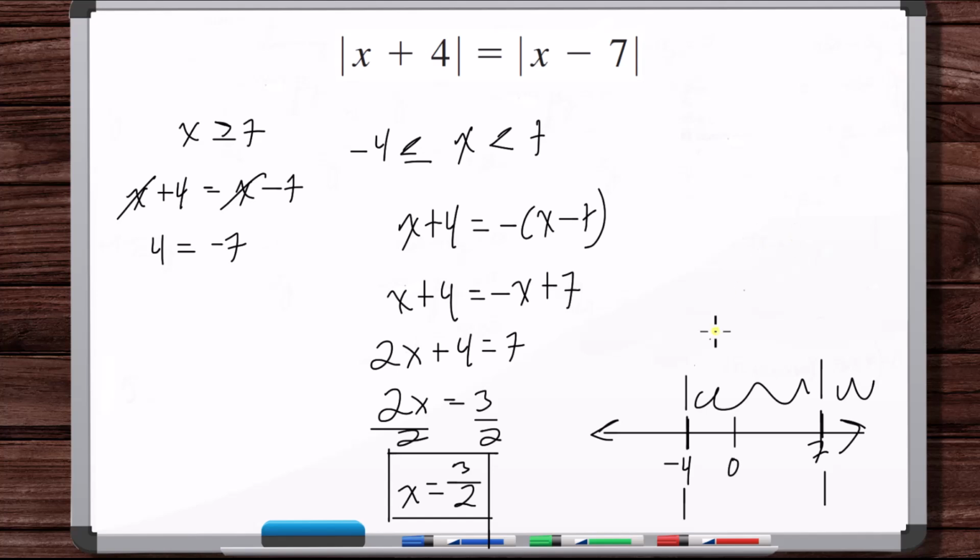Okay. Now, one more region to go. So let's see. X is less than minus 4. That's going to mean that the expressions are both going to be negative inside each of these. But that's going to be this same equation because the negatives are going to cancel out. In general, it wouldn't be the same equation. We'd have to solve it. But we're going to get this same equation. There's no solution here. So there's just one solution. X is equal to 3/2.